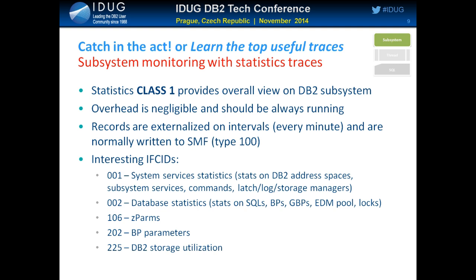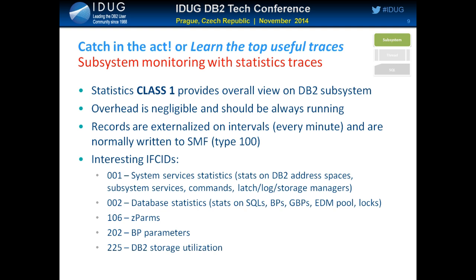So you would see the last minute, or you may do the last 10 minutes. It also gives you information about the storage manager, lock manager, latch manager, just how the subsystem behaves. And the database statistics, record 2, could be, for example, stats on SQL, how many selects altogether the system processed, or buffer pool stats, or group buffer pool stats, or EDM pool, logs. And if somebody has the DB2 accelerator, that would also be in record 2.